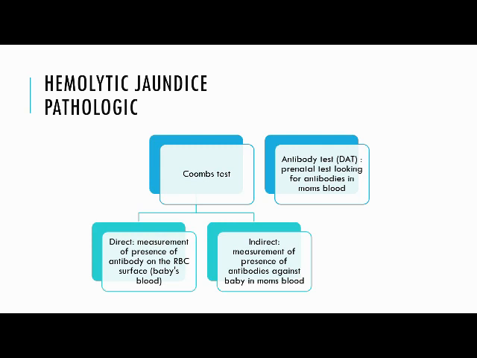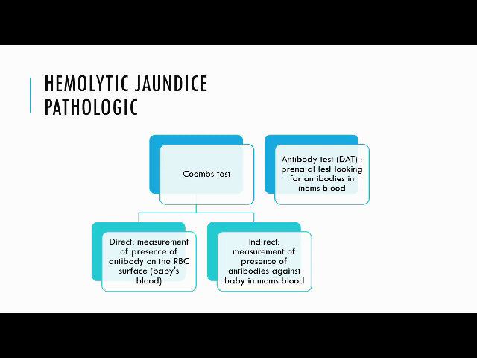So there are two different types of Coombs tests, and they're both detecting antibodies on a red blood cell surface. It's just a matter of which red blood cell we're looking at. The direct Coombs test is a measurement of the presence of antibodies on the red blood cell surface of the baby's blood. So we do a Coombs test on baby's blood, and a positive result means that baby's blood has antibodies against their own Rh or ABO antigens, against their own blood type. That's not good, because then we're going to have hemolysis.